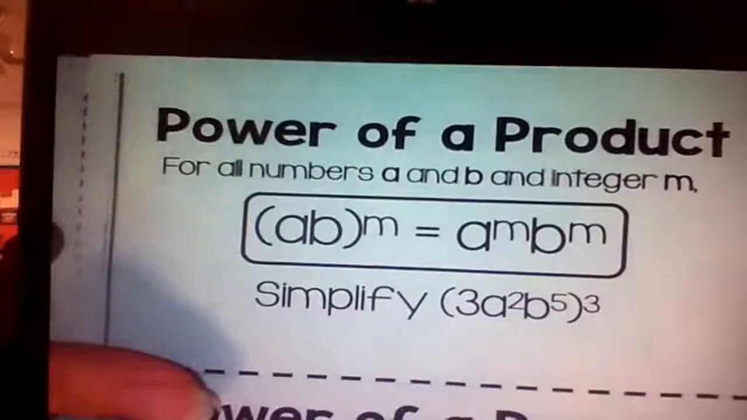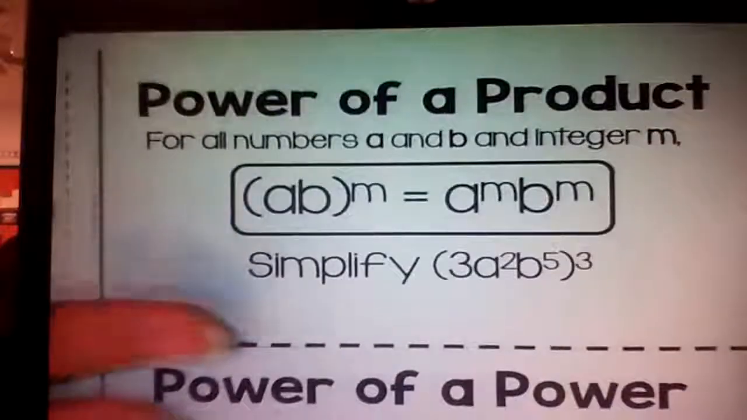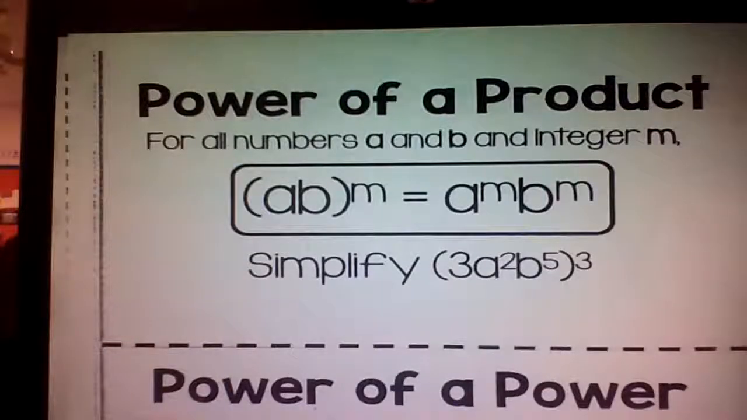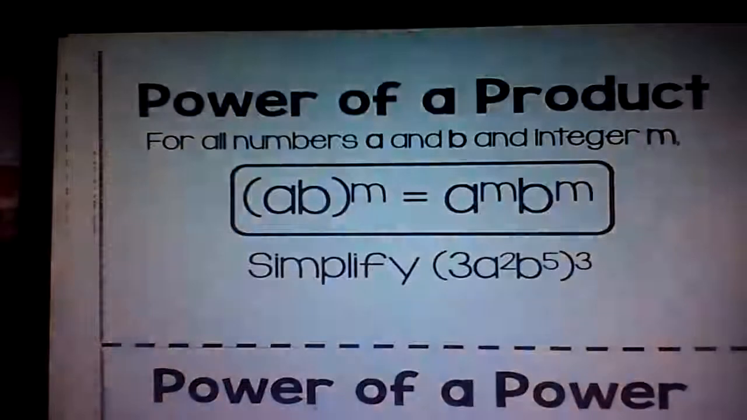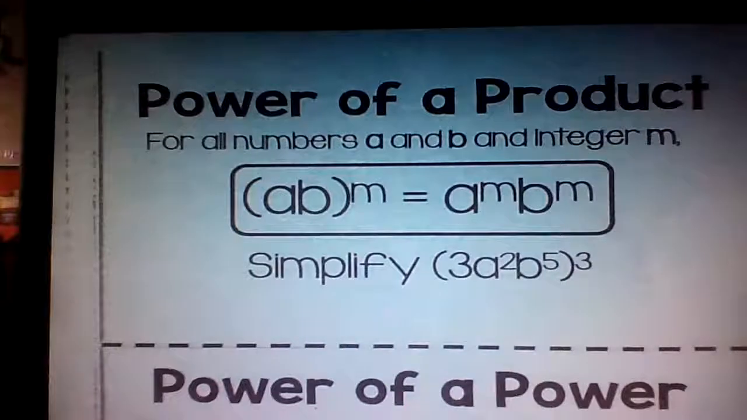All right, friends. So today we're going to look at exponent rules. So the first rule we need to talk about is called the power of a product.